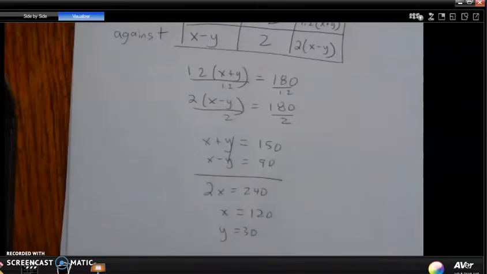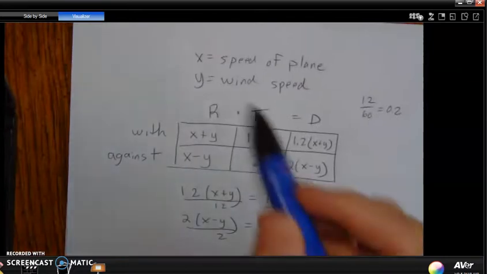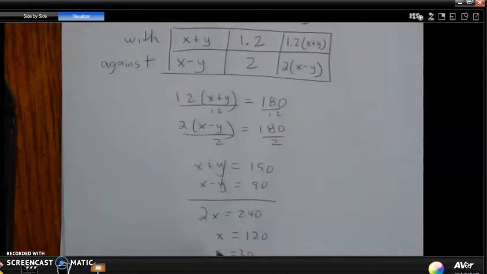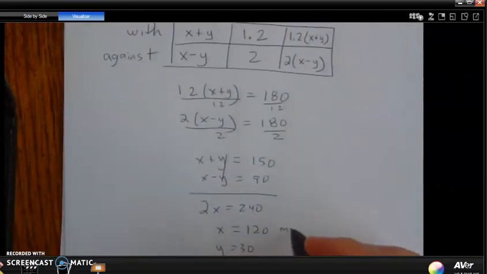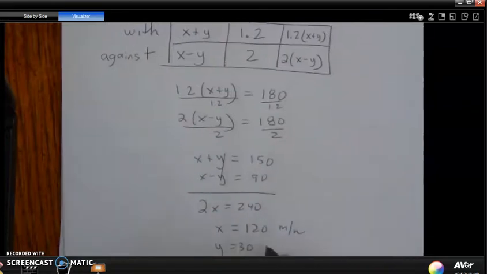So going back to my original definition, x is the speed of the plane. So the speed of the plane is 120 miles per hour, and the speed of the wind is 30 miles per hour.